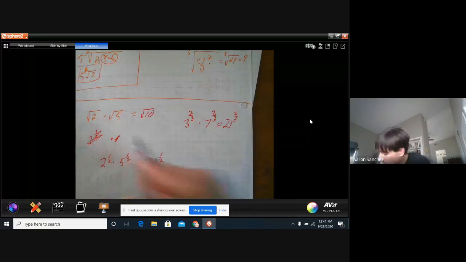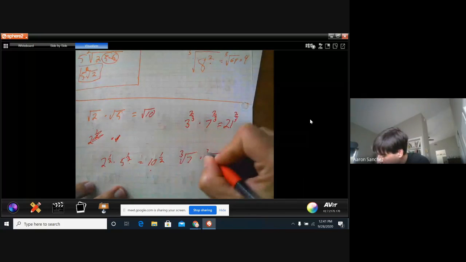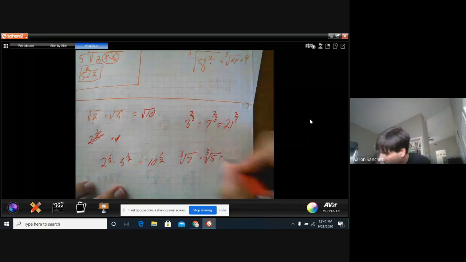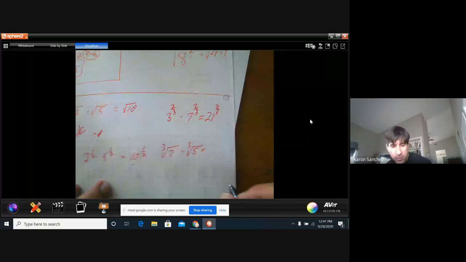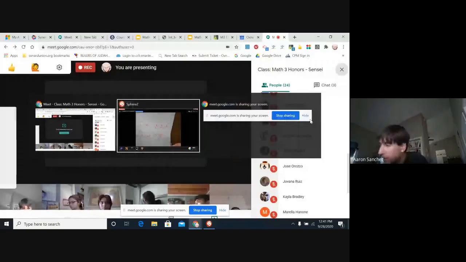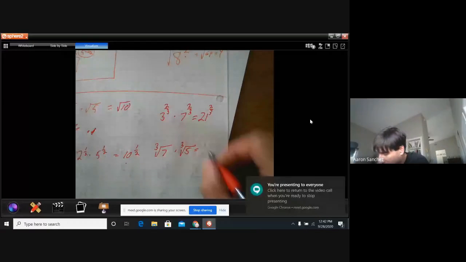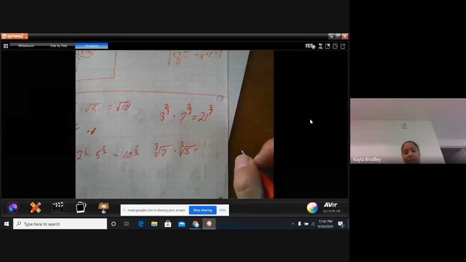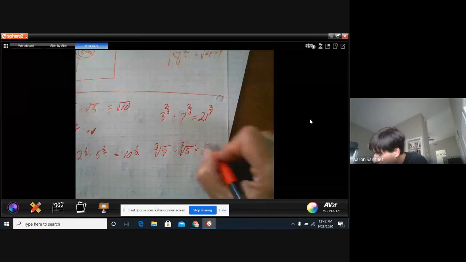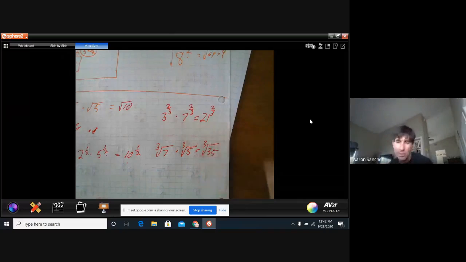I can even go cubed root of 7 times the cubed root of 5, right? What's that going to equal? Kayla, what do you think that's going to equal? Cubed root of 7 times the cubed root of 5. 35 cube root, yeah. Cube root. But you're right, I know what you mean. Yeah, 100% correct.